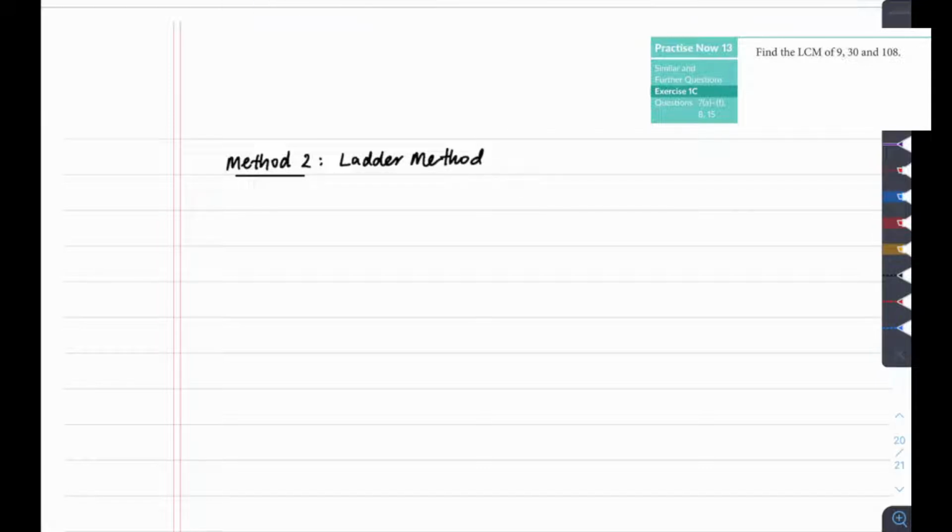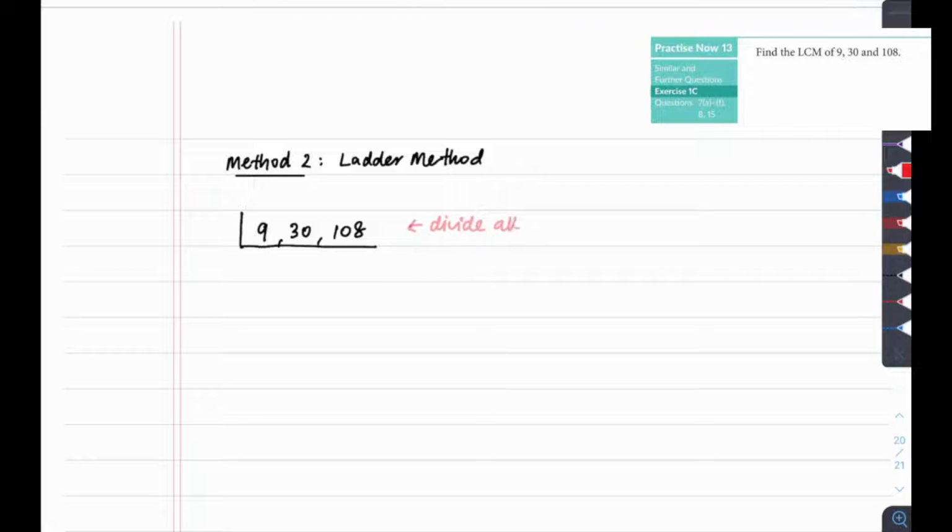Okay, so for the ladder method, we're going to list down our 3 numbers over here, 9, 30, 108. Okay, the question is still there. And let us draw a long ladder. Okay, now let's divide the first one. So we divide by common factors, right?